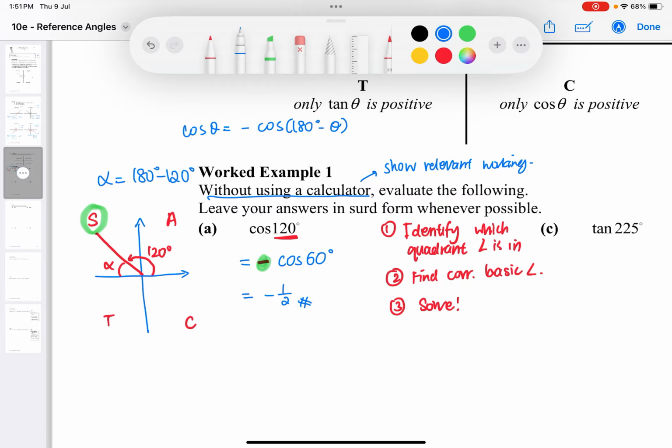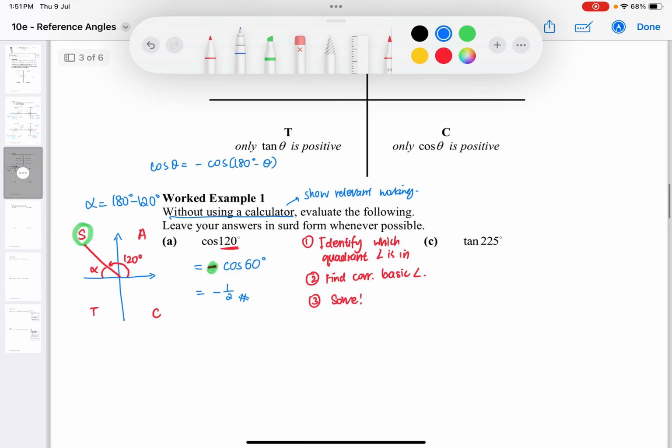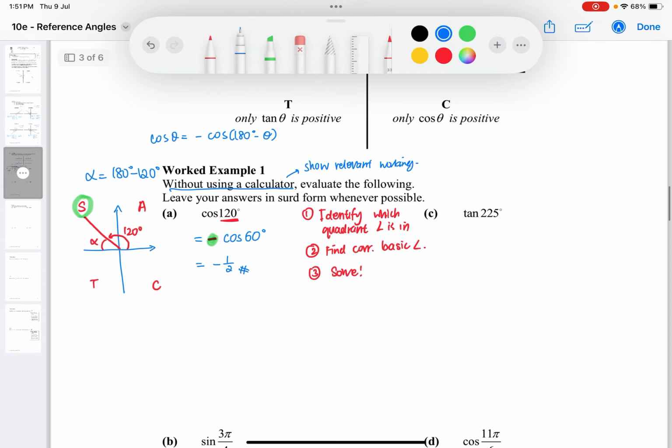Okay, so now we're going to go on to the second question. Let's do tangent 225 first, okay? So first step, you identify which quadrant 225 is in. If you draw it out, 225 will be here. This is 90, 180, 225, right? So somewhere here, this is 225 degrees.